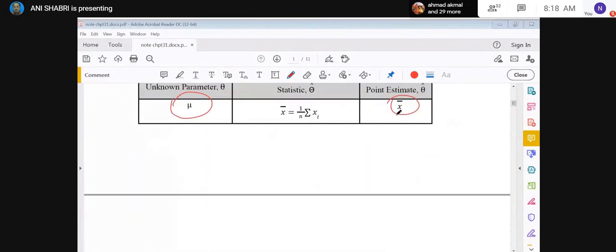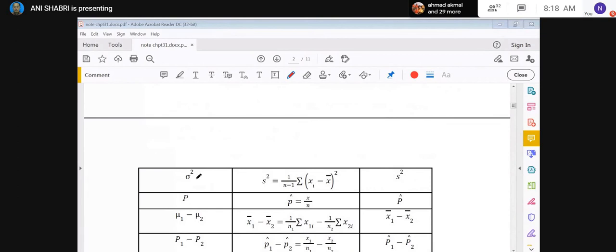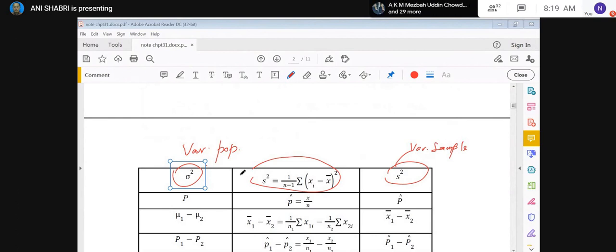Okay, same with this one. If we don't know the value of this one, the variance population, we can calculate using this formula, using the sample. This one is the variance population. We can estimate using the variance sample. From the sample, we can make a conclusion about the variance population.